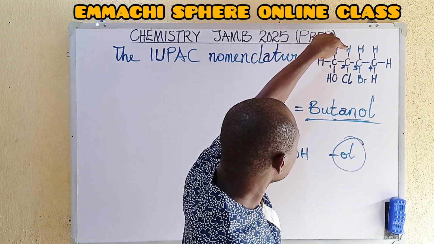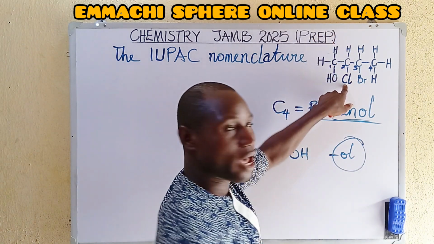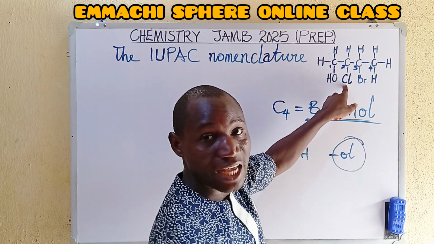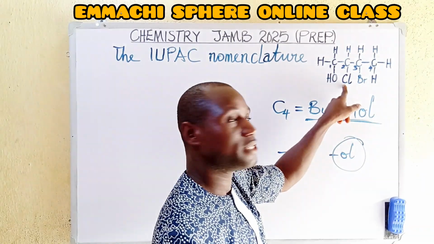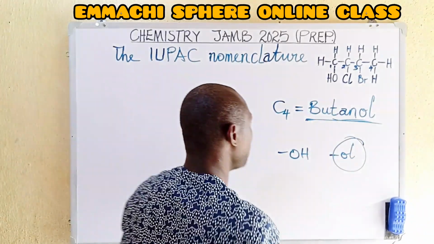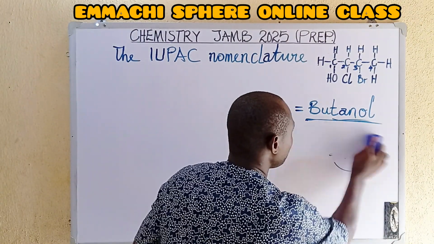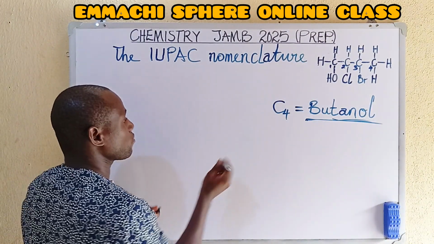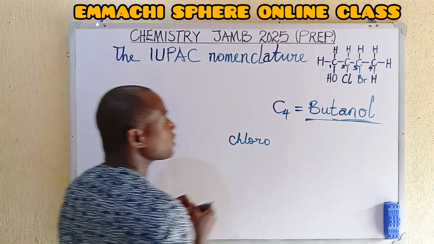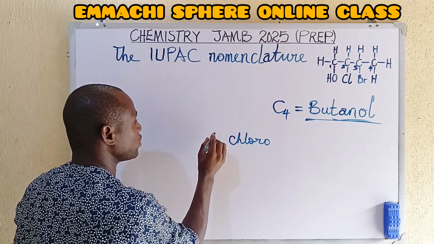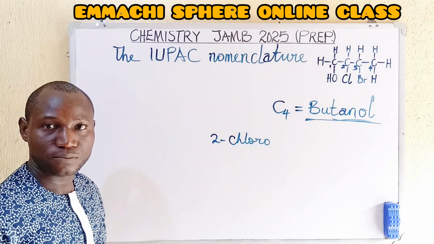Carbon 2, there is hydrogen, and then there is no hydrogen here. It means that there has been replacement of hydrogen with chlorine. Therefore, this is a substituent group, and we name it chloro. But it is located at carbon what? Carbon 2. Therefore, it is 2-chloro.